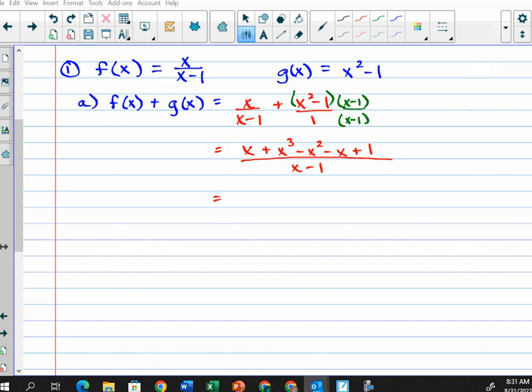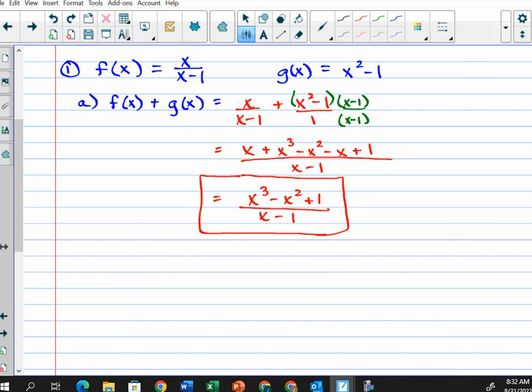So what's my final simplified answer there? What am I left with? X cubed minus x squared plus 1? Yep, over x minus 1. Good. So that's the actual combined f of x plus g of x. And then you're also going to tell me the domain of this combined function.